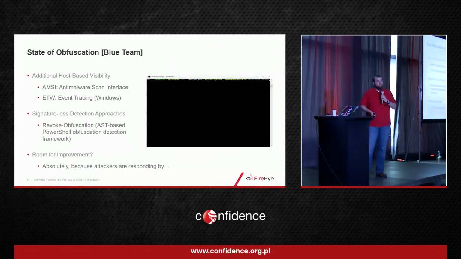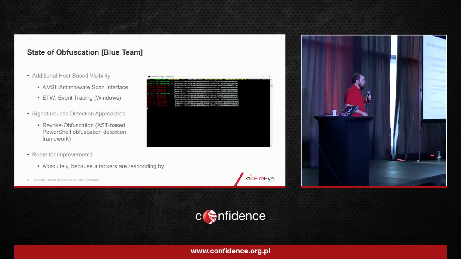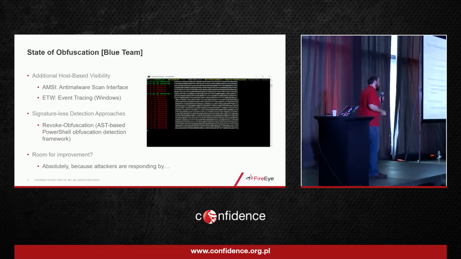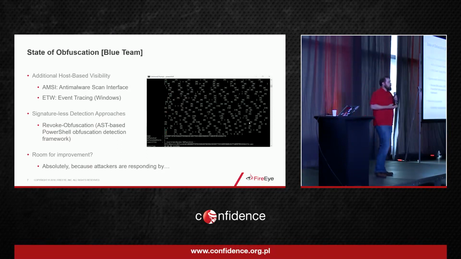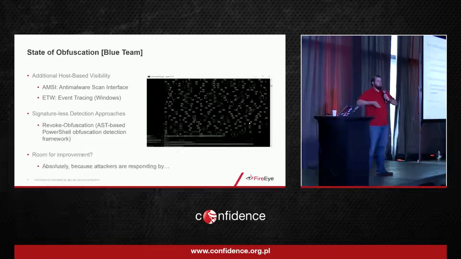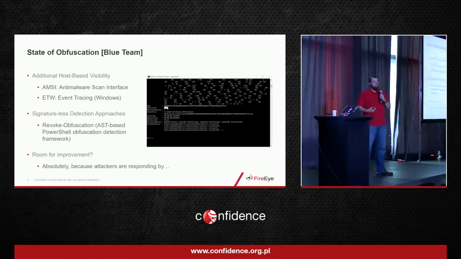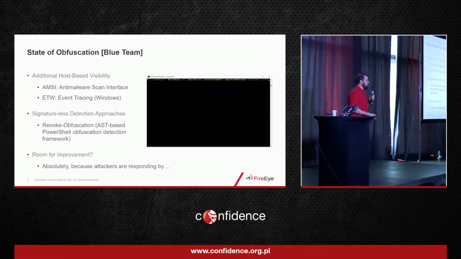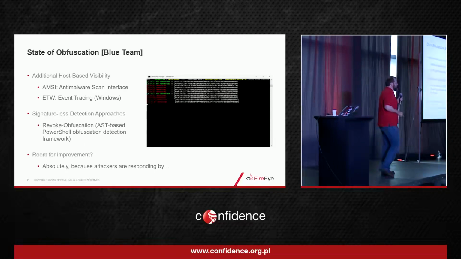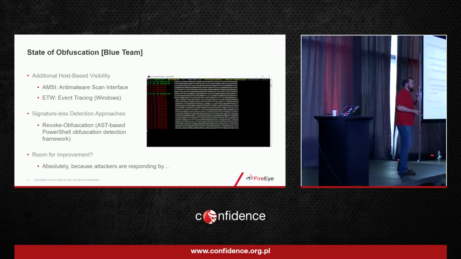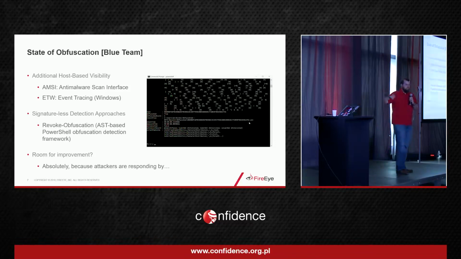From the blue team's perspective, we've actually made some good strides over the past several years in terms of visibility. Things like the Antimalware Scan Interface, ETW, which is Event Tracing for Windows. It's been around for a long time, but more recently, a lot of defenders have been using it to get better visibility without having to write kernel-level drivers. There's also signature-less detection, like some of the data science techniques that Lee and I put into Revoke-Obfuscation, which is what this little GIF is here.